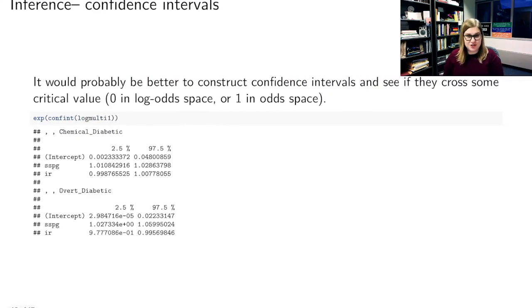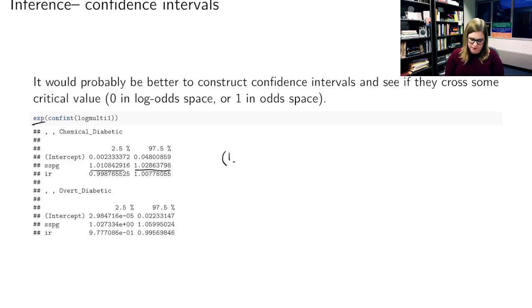We could also do confidence intervals, and we just want to see if our confidence interval crosses a critical value. So if we were in the log odds space, we'd want to see if that interval crossed 0. And if we were in the odds space, we want to know if it crosses 1. So again, I've exponentiated here just because I like thinking about odds ratios, and it looks like SSPG for the chemical diabetes, that whole 95% confidence interval is above 1.